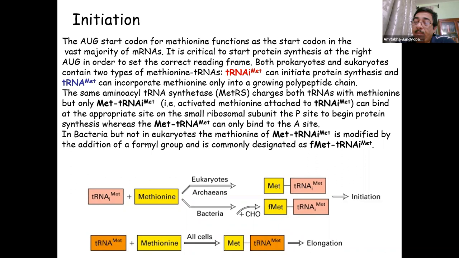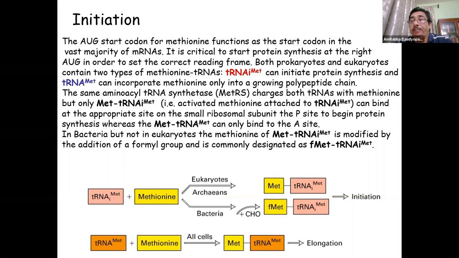Okay, now in transcription, there is no hard and fast rule that transcription can only start from a certain nucleotide or certain sets of nucleotides. There it is within 25 to 30 nucleotides of the promoter sequence. But unlike that, in translation, protein synthesis almost always must start with an AUG codon.